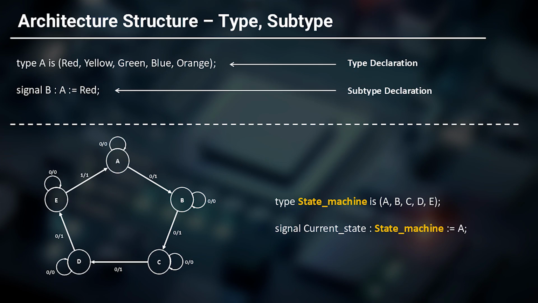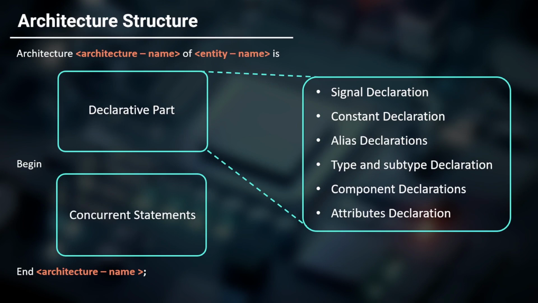As you can see in the second example, a type called a state machine is defined and can hold a value of A, B, C, D, and E. And then a signal whose type is state machine is defined with the default value of A in it. And that's it. We talked about all declarations with examples except the last two, which are component declarations and attributes, which we will talk about in upcoming videos.